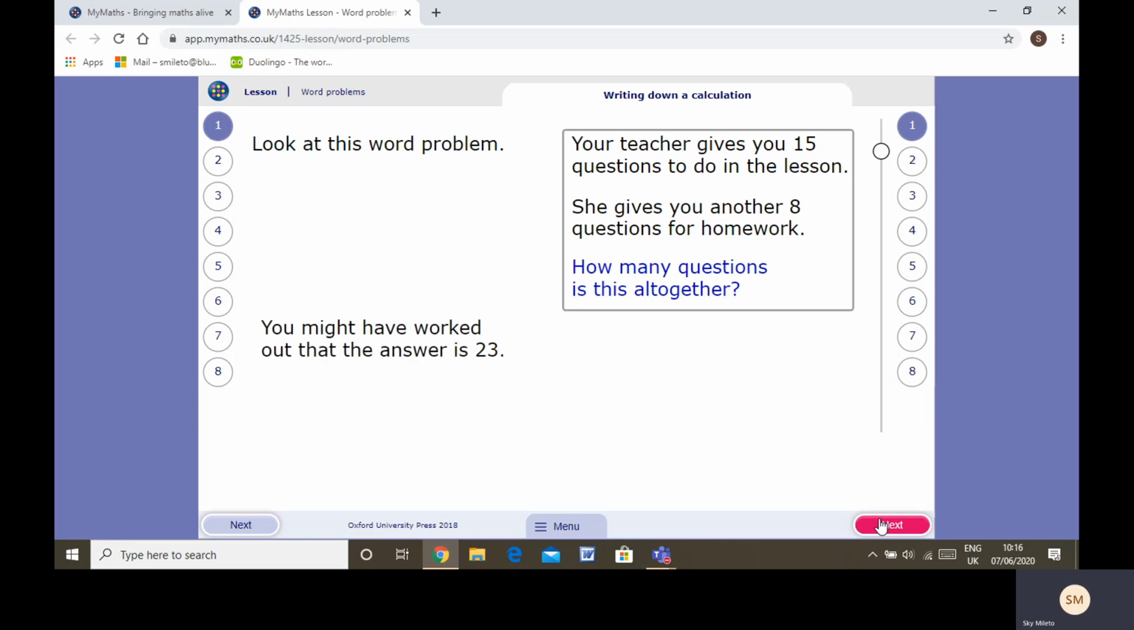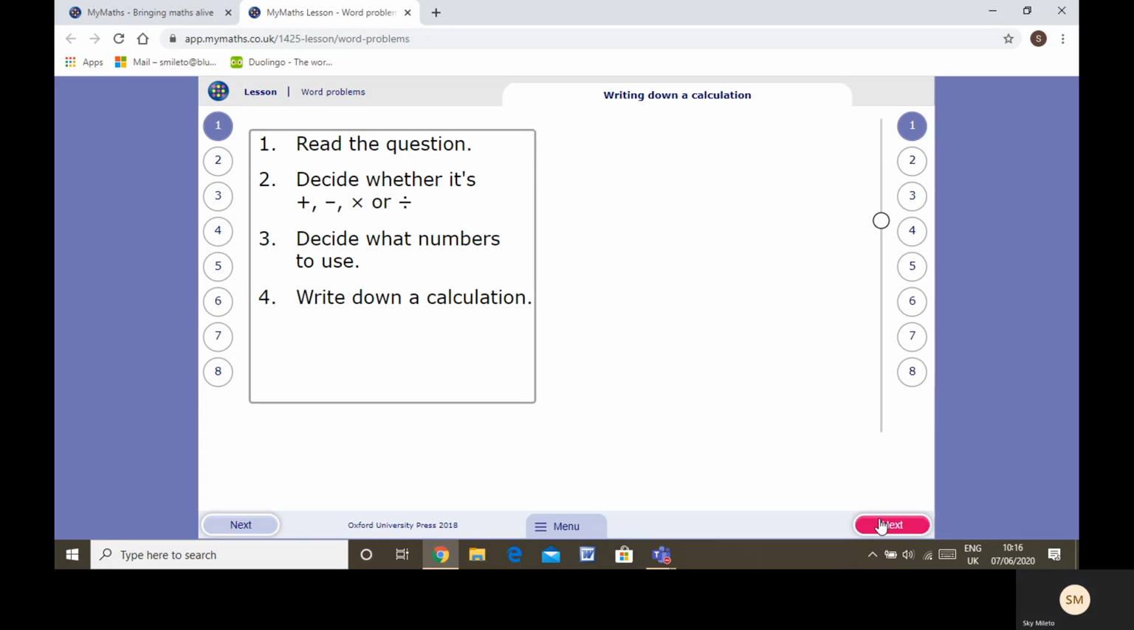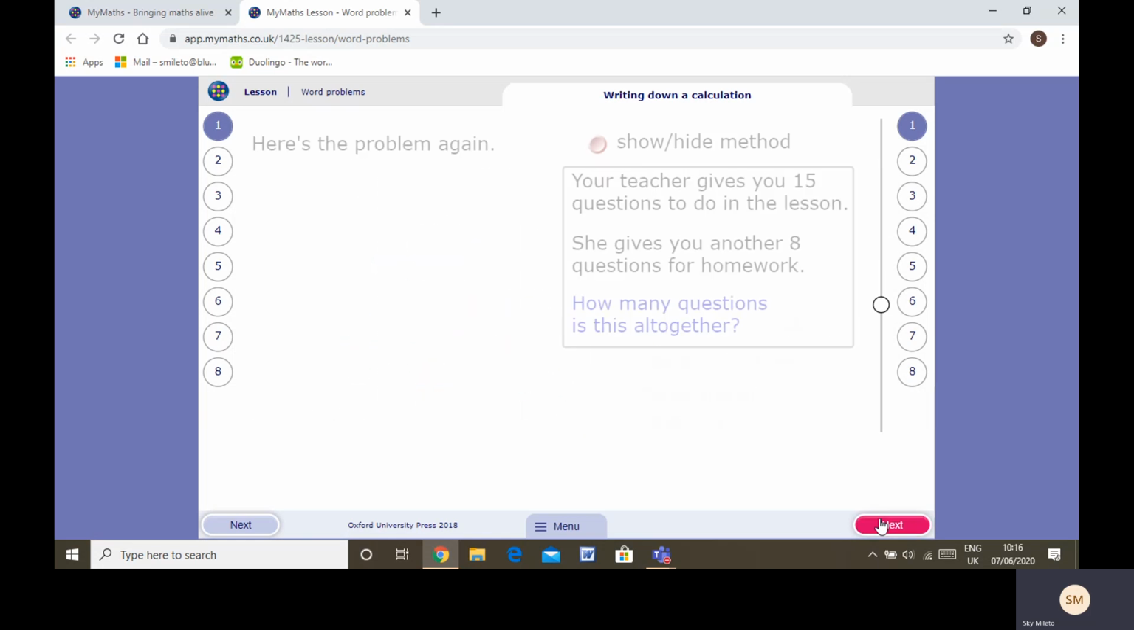What's it asking you to do? You might have worked out the answer is 23. That's the correct answer. The tricky thing is to work out what to write down. Here are some steps you can follow. Read the question. Decide whether it's an addition, a subtraction, a multiplication or a division. Decide what numbers to use. Write down a calculation, work out the answer, and write the answer in words. This is similar to our rucksack that we use in school. Let's go back and try it.